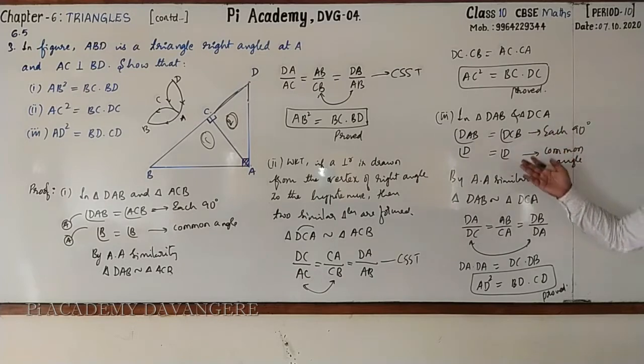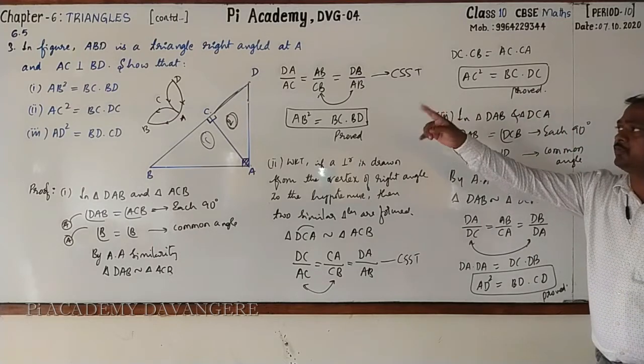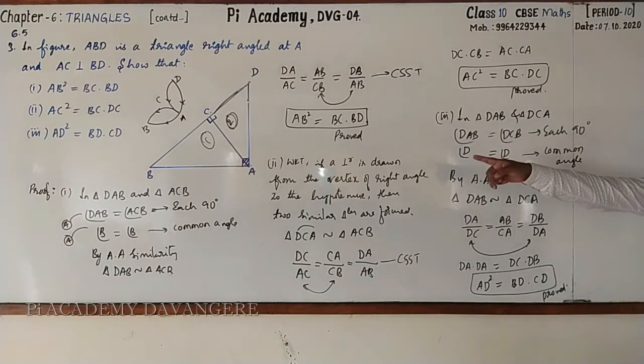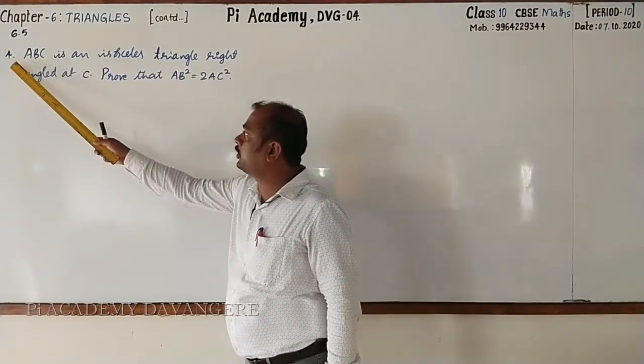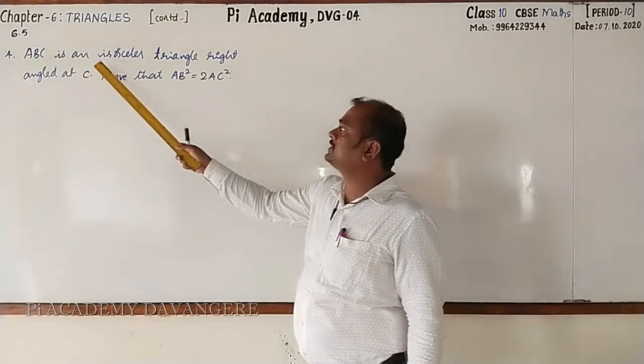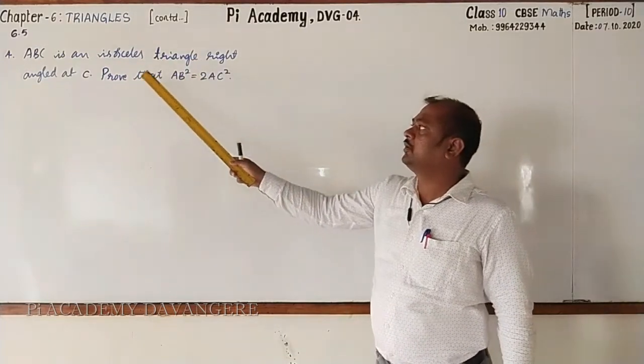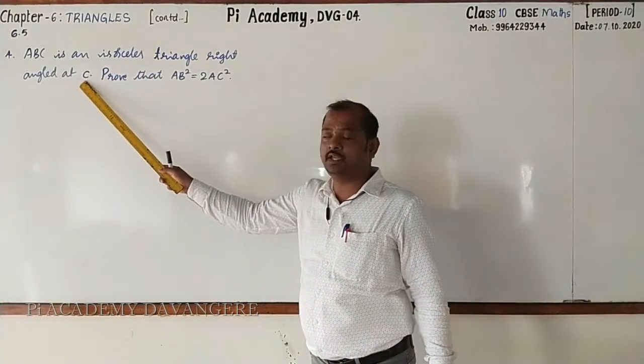Again, you go for cross-checking the third one as well. So, if everything is right, then I'll move on to the next one. If not, first you go for copying from here to here. Please go through this. Fourth one, it is ABC is an isosceles triangle, right angled at C.